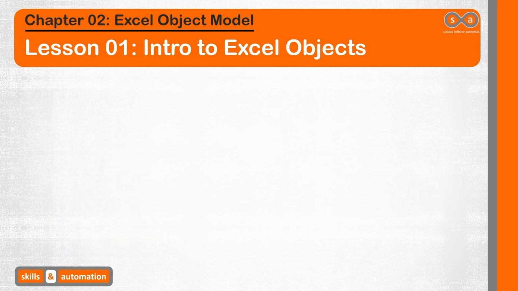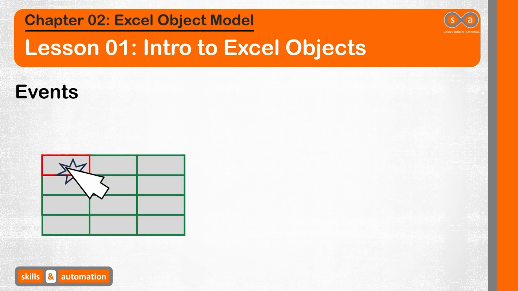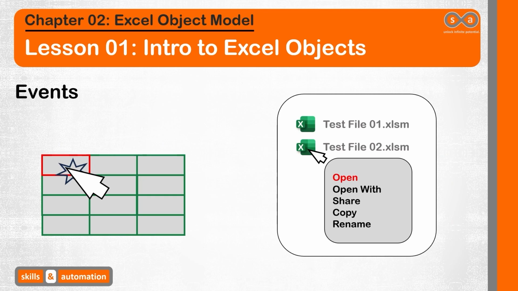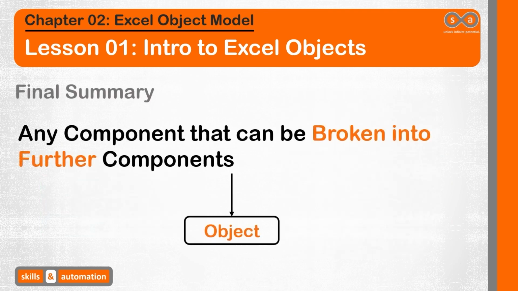We also have another component called events. Event is an action recognized by an object. For example, clicking onto a cell, opening a workbook, we can write code to respond to these events. Now that we have done an overview of objects, let's do one final summary of what an object is to really drive home the point.